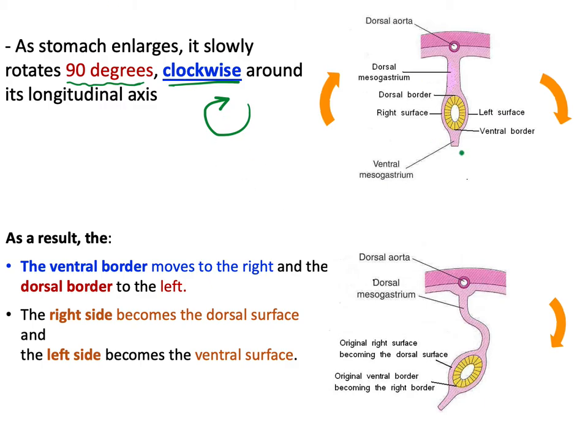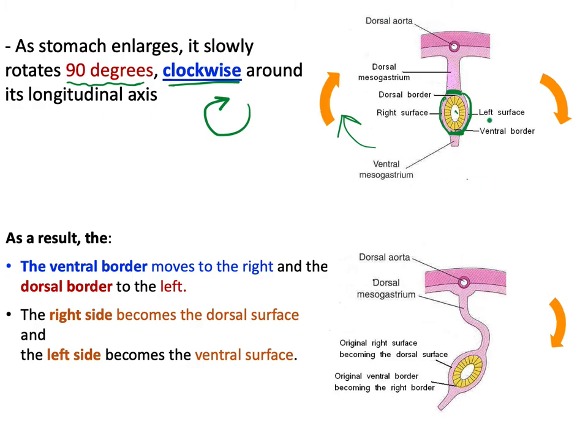So again, this is a cross section of the embryo. We mentioned that the stomach is like a tube in the midline, as you see here. Now let us start the journey of rotation following these arrows. It rotates 90 degrees clockwise around its longitudinal axis. So if this is the axis, it moves around it. As a result, what will happen? Before rotation, the stomach has a right surface and left surface, and a dorsal border and ventral border. It's like a tube in the midline.